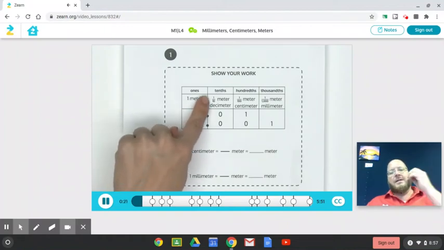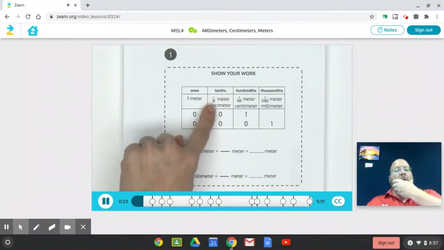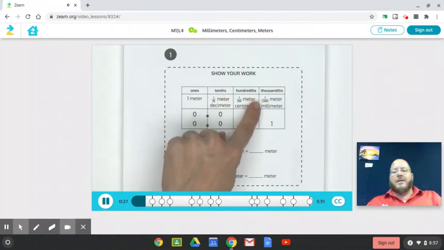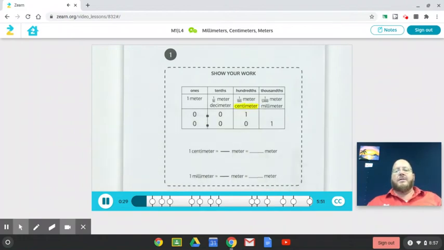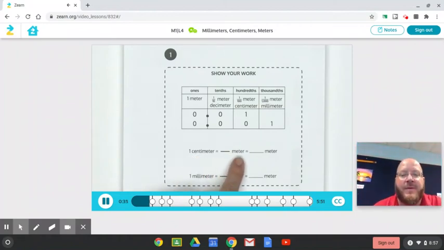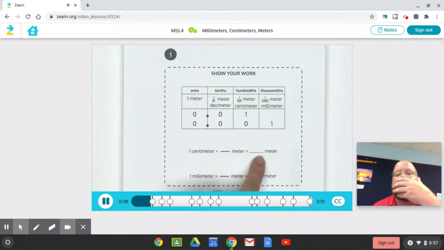Okay. 1/10 meter is 1 decimeter. 100th meter is 1 centimeter. Okay. And 1,000th meter is 1 millimeter. Okay. Centimeters and millimeters are very common length units. Write 1 centimeter as a fraction and as a decimal fraction.